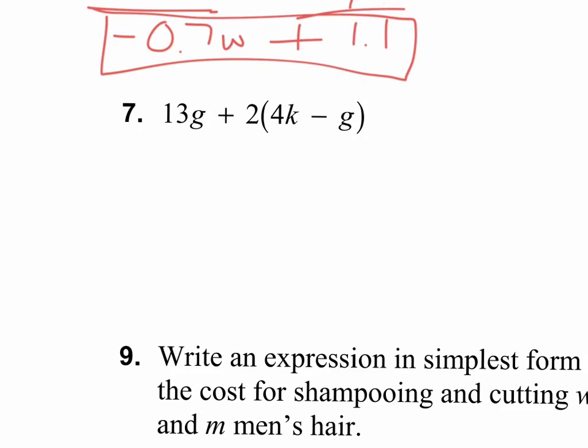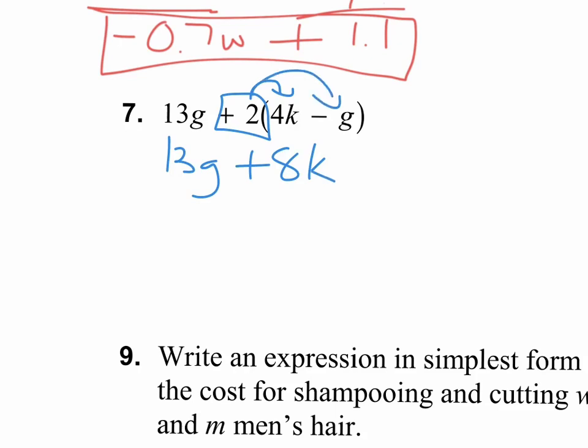Moving on. Okay, so first step, distribute. So 2 times 4, okay, so I just dropped that 13g down. And then it's a positive 2 times a positive 4k, so positive 8k. And then positive 2 times a negative g, negative g. Negative times positive is a negative. And then we have 2g. Remember, there's an understood 1 here if there's nothing in front of it.